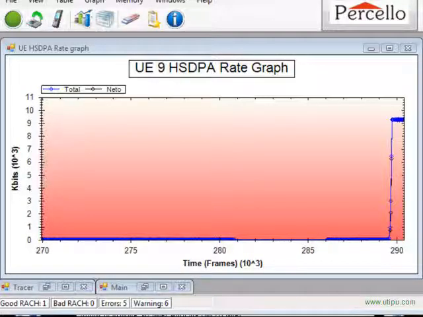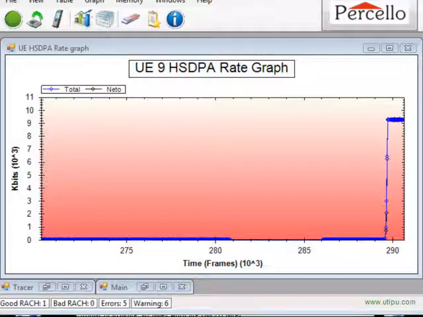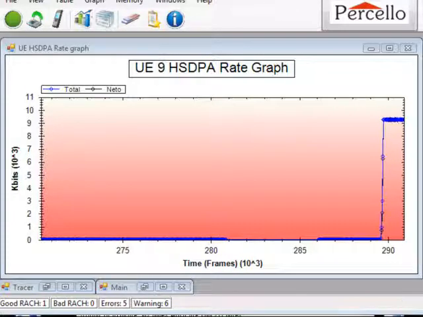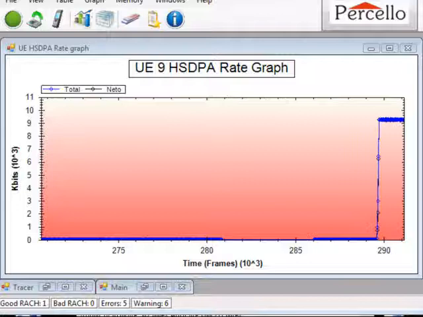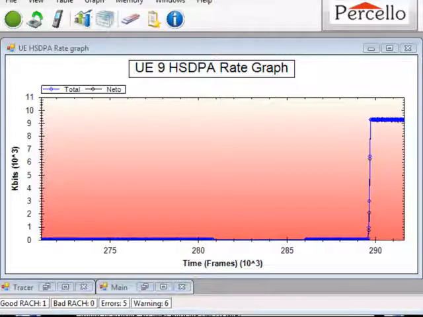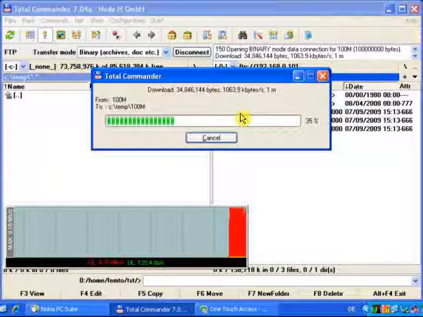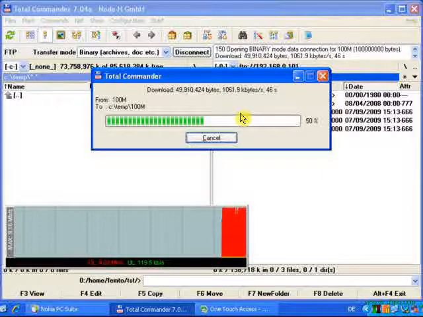Looking at Percello's purview, we can see the actual raw data rates running very high. That's at 9.3 megabits per second. The FTP transfer continues at a rate in excess of 1.05 megabytes per second, equivalent to a raw data rate of about 10 megabits per second. At this rate, we're able to transfer the 100 megabyte file in just 100 seconds.